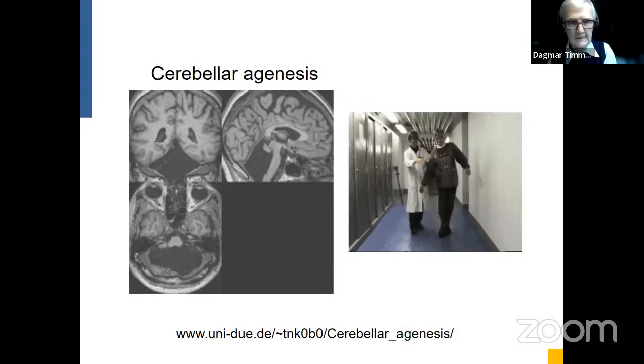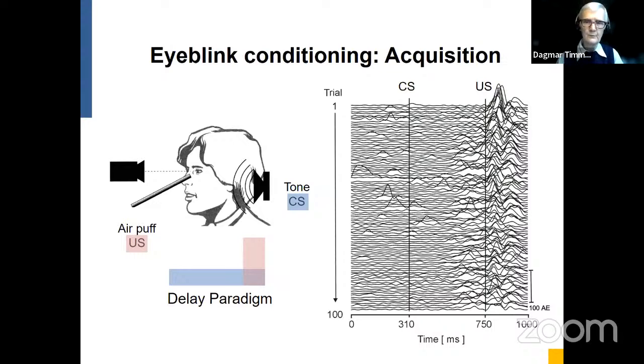And what I will do first, I will show data of eye-blink conditioning in this patient born without a cerebellum. Eye-blink conditioning is a simple associative motor learning paradigm, which has been used for many, many years in the field to understand different aspects of the cerebellum's contribution to motor learning. And I guess most of you will be aware of it.